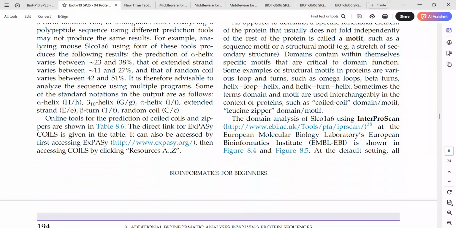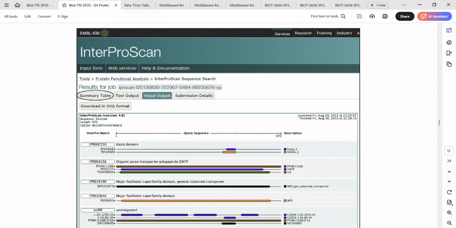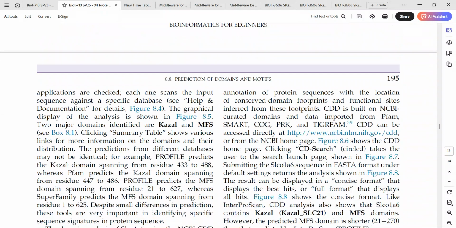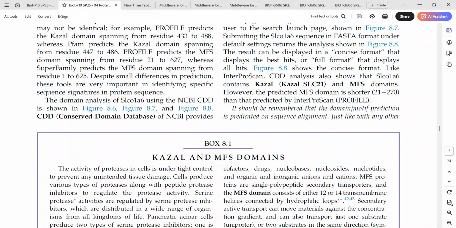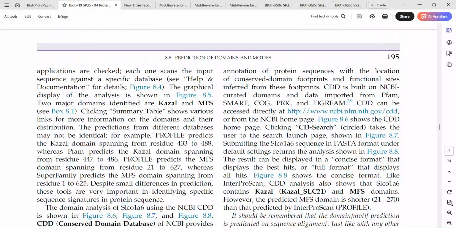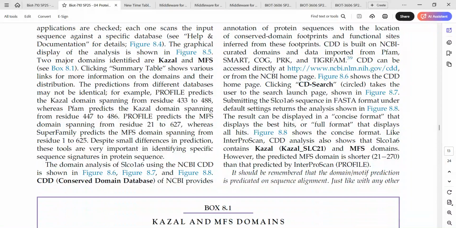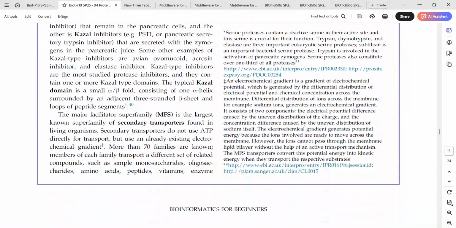We have the tool known as InterProScan, which identifies the domains and motifs within the protein. We also have the tool known as CDD, the Conserved Domain Database. It has information on domains, and we can do a CD search to identify domains and motifs of hypothetical proteins.